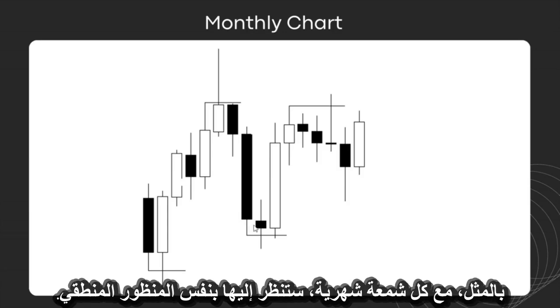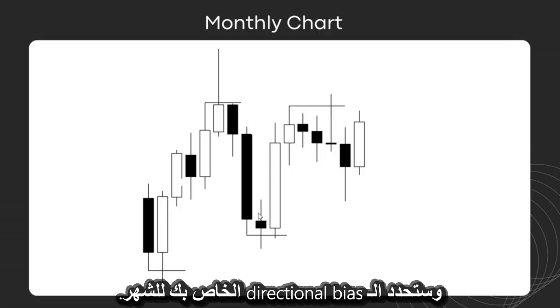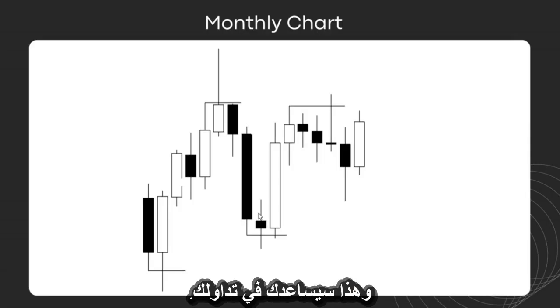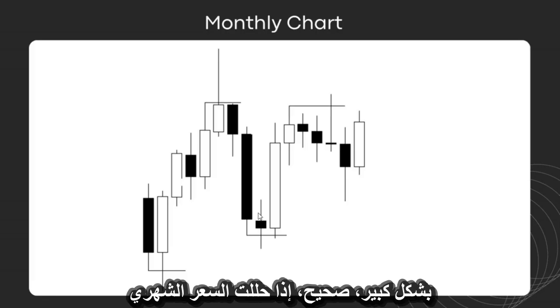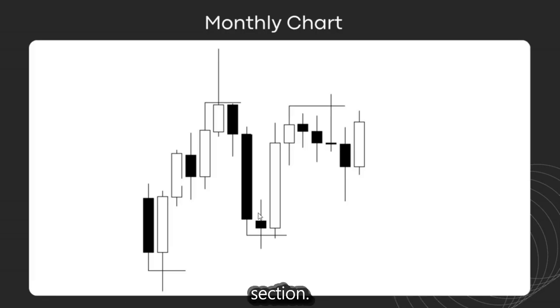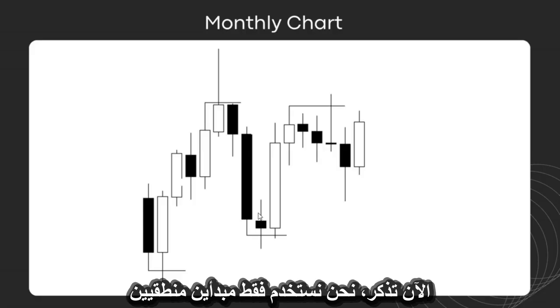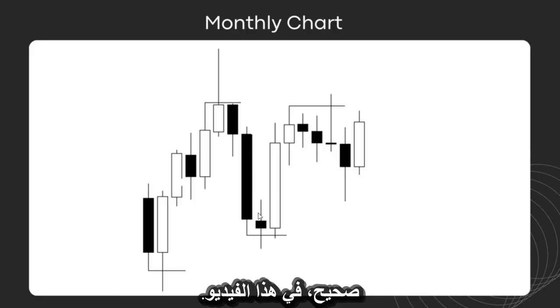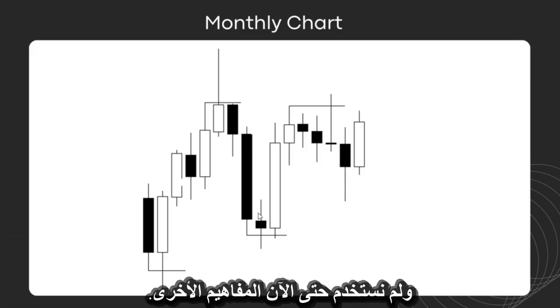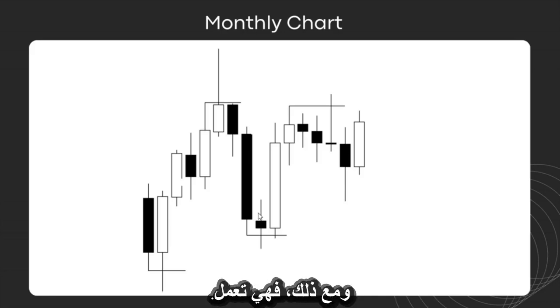Similarly, with each monthly candle, you're going to look at it with the same logical perspective and principles, and you're going to determine your directional bias for the month, and that will assist you in your trading and be really helpful for you. That is going to increase your accuracy and precision by a huge margin if you analyze the monthly price action. Now remember, we are using only 2 logical principles right here to analyze the price action on the monthly chart in this video, and we haven't even used the other concepts yet, and still it works so well.